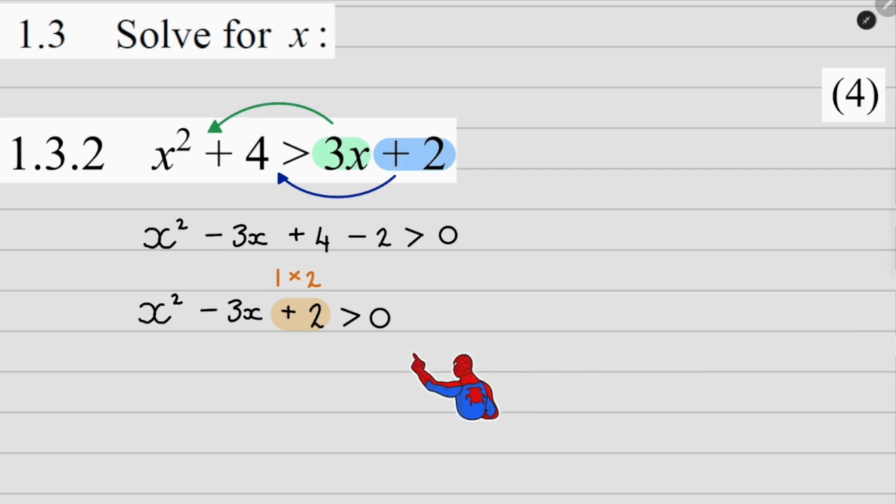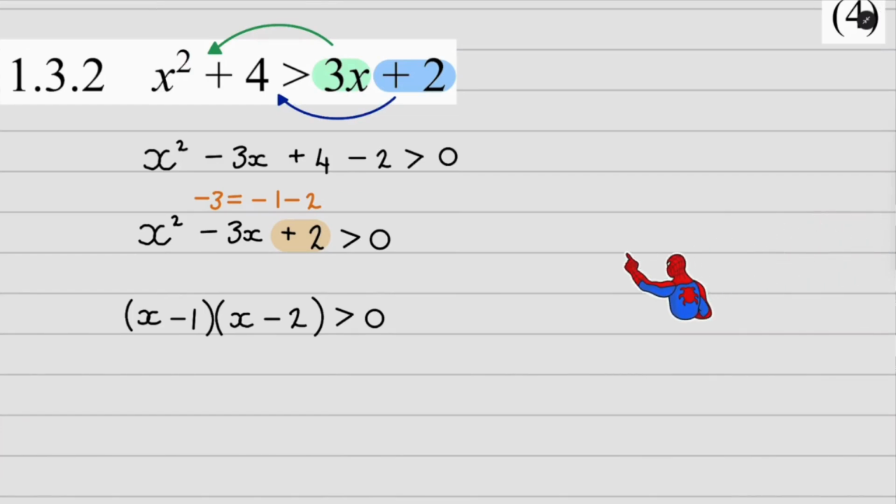Now I've got to think, how do 1 and 2 add or subtract to get negative 3? It looks like we have to minus both of them. So we say minus 1, minus 2. And now my two brackets are x minus 1 as well as x minus 2.